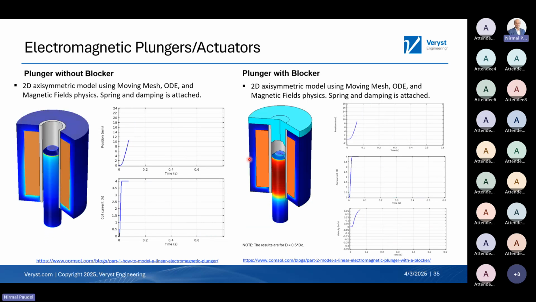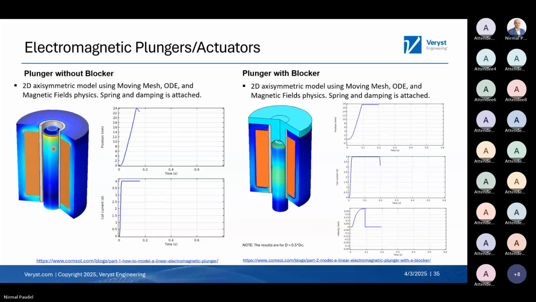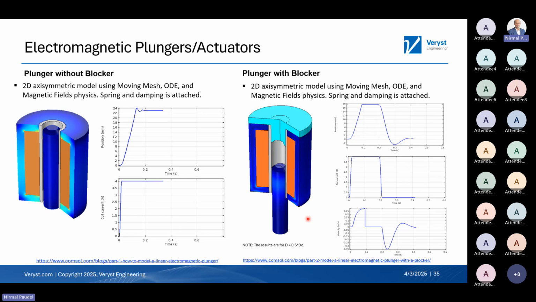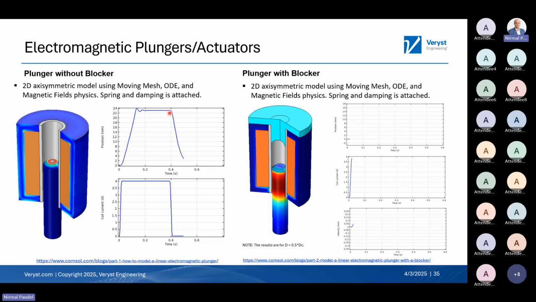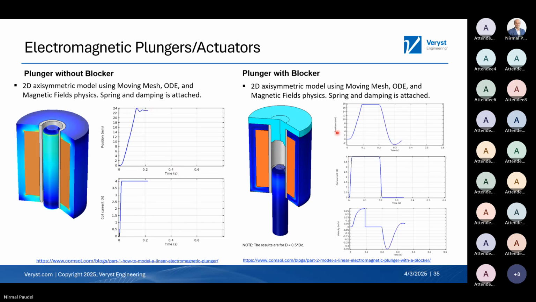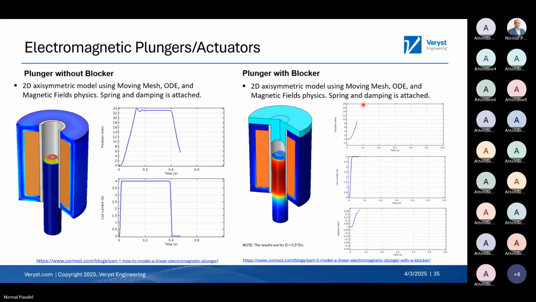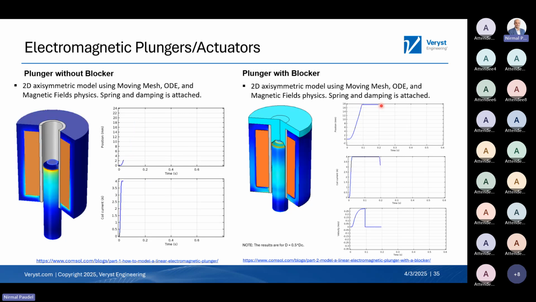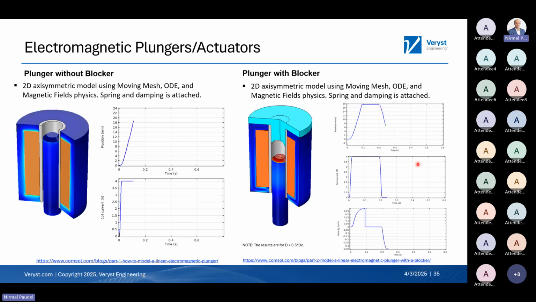Here are some of the animations of the magnetic flux on the left without a blocker, on the right with a blocker. As you can see, the position goes up. There is not much overshoot on this design compared to the previous one that I showed. The current is turned on to 4 ampere, and the position goes up. On the right-hand side, same thing. You have the current that's turned on, your position goes up, and you're reaching the maximum point, and then it's kind of capped, stays there. And when you turn off, it goes back, pulled by the spring. This is the velocity profile on the bottom.